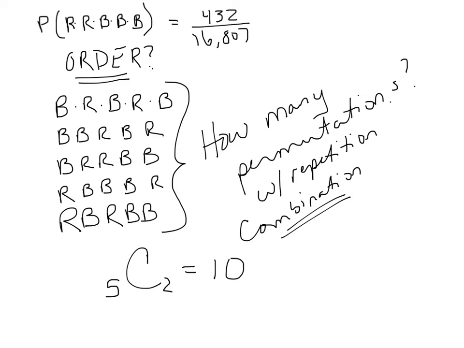Okay, which means for every single order, this one and this one and this one and this one and this one, each one of these is going to have this probability, because this probability is for 2 reds and 3 blues. That's where those numbers come from. And on each of these I have 2 reds and 3 blues.